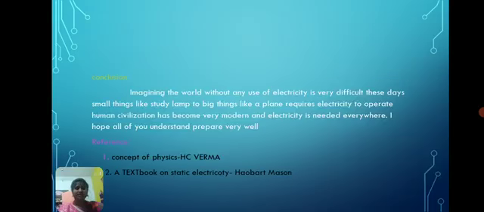Conclusion. Imagining the world without the use of electricity is very difficult these days. Small things like a study lamp to big things like a plane require electricity to operate. Human civilization has become very modern and electricity is needed everywhere.